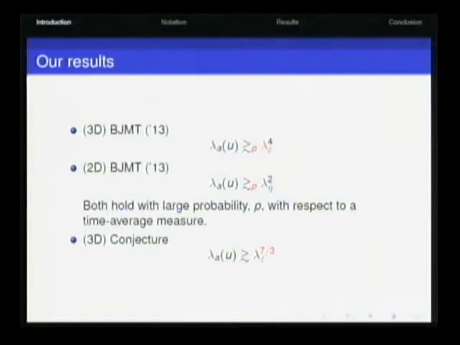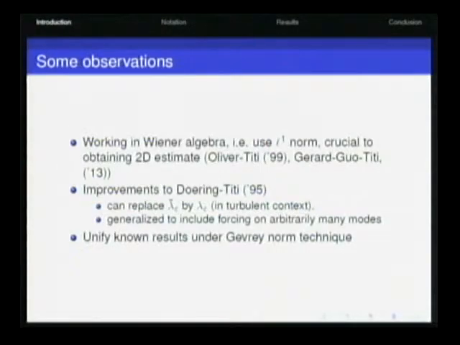Okay, so although the results seem incremental, there are still a few nice observations that we can make. First of all, we obtained these results by working with Gevrey norms, and on top of that, by working in the Wiener algebra, so with little l1 norms, which of course has the structure of an algebra and turns out to be well suited for working with Gevrey norms. And this was actually crucial to obtaining our 2D estimate.